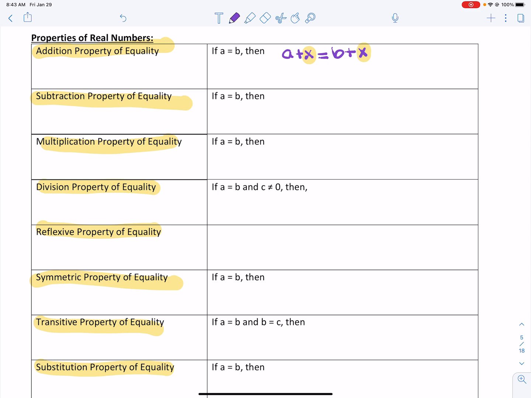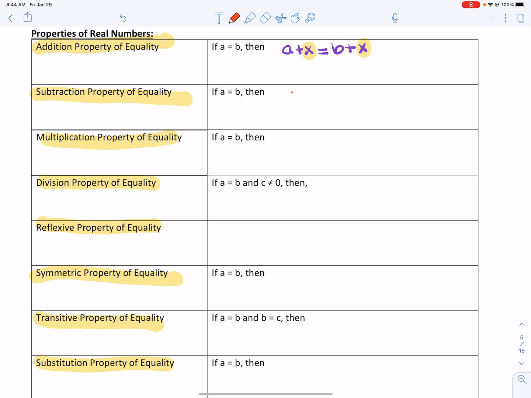And along those lines, you have the subtraction property of equality. So if A equals B, then A minus X would also equal B minus X. Because if you subtract something, as long as you do it from both sides, then those somethings are still equal. Okay, so now you kind of follow along.